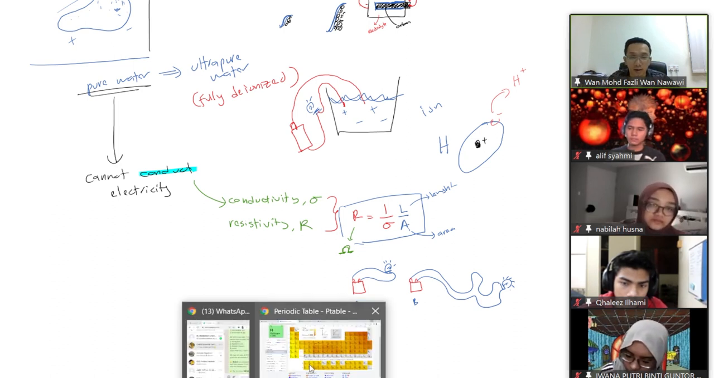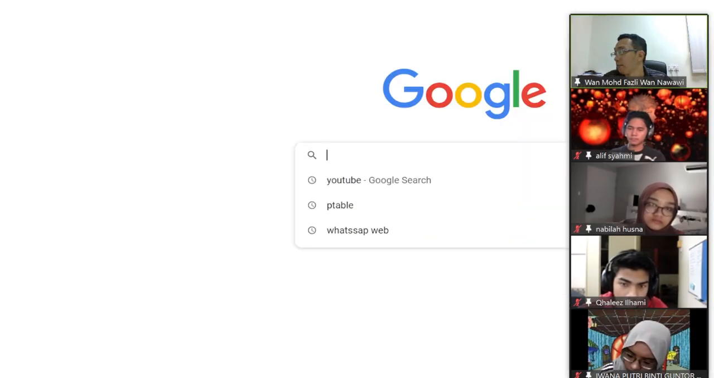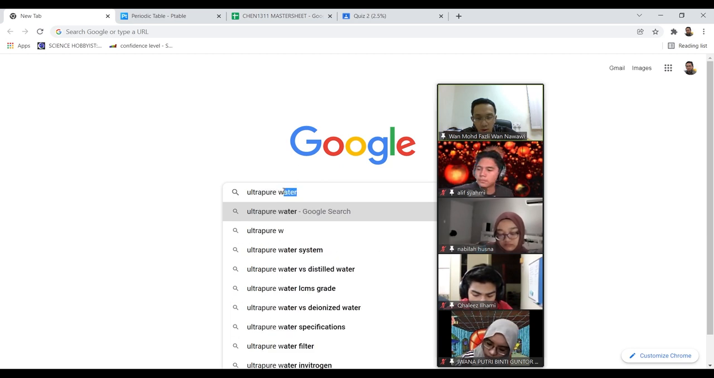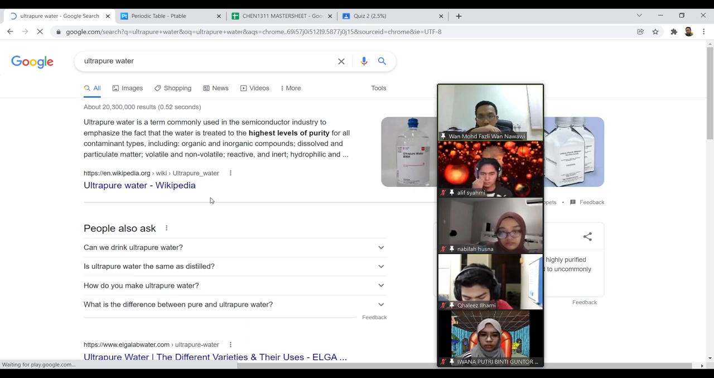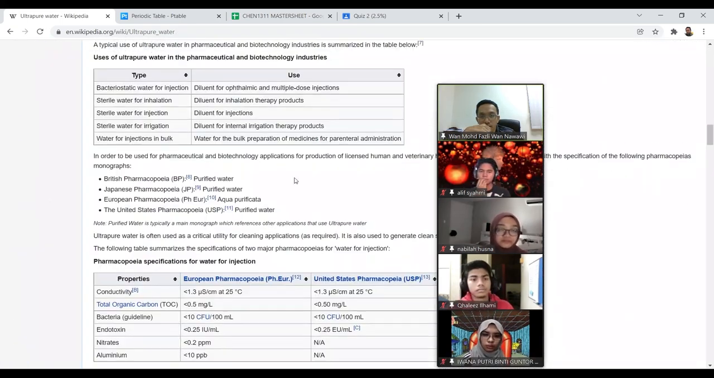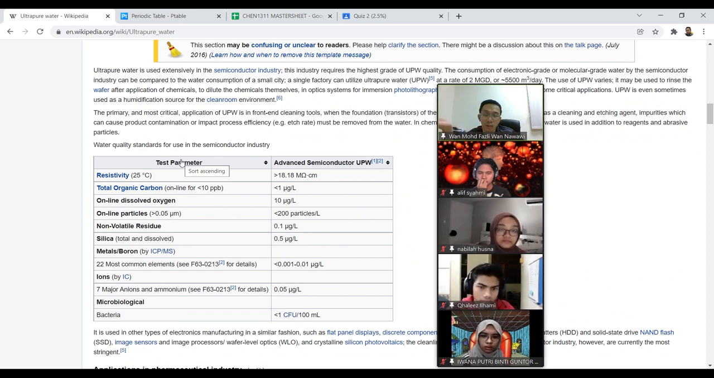If you go to Google and type ultra pure water, Wikipedia, you can see the test parameter. You want to test whether some water is pure or not. You see the resistivity at room temperature is above 18 mega ohm. Mega means 10 to the power of 6, in millions. So whenever you see an ultra pure water dispenser, in the specification they will tell you the resistivity of the water.